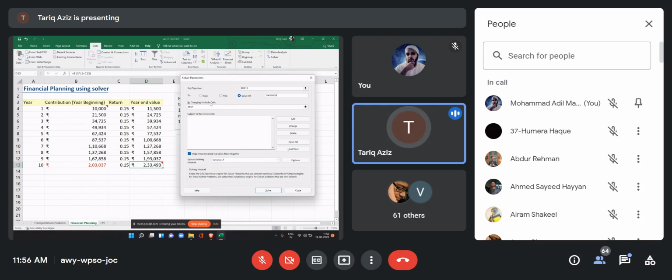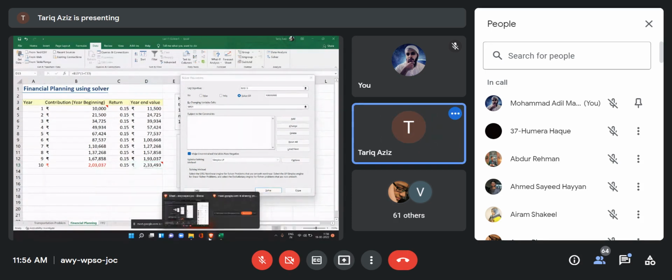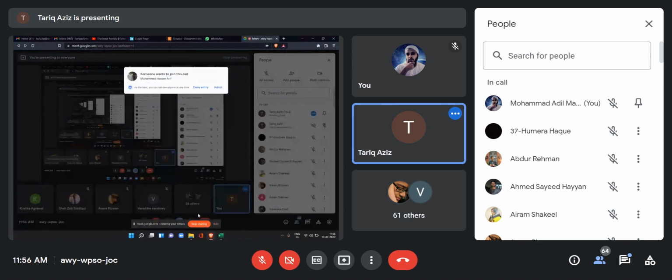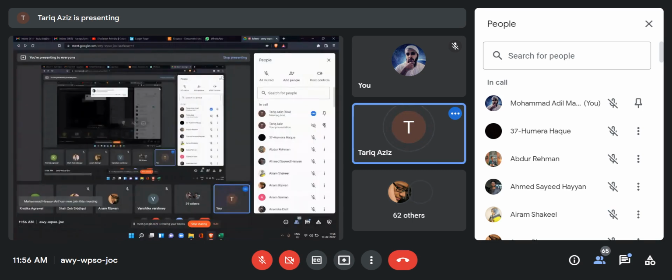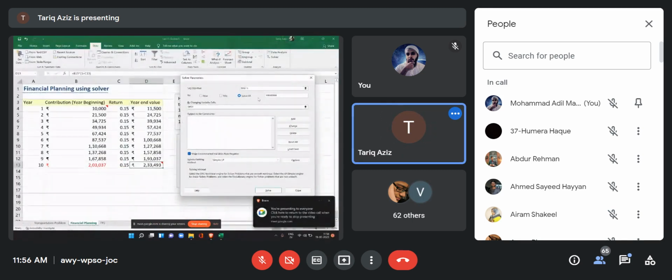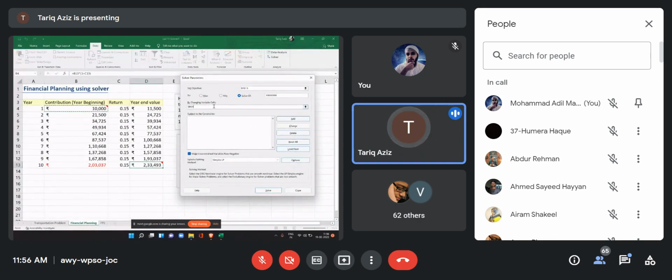Then it is asking which variable should change. Which variable should change? The amount of money that is invested every year. That amount is contained in the cell B4. So this is the B4 cell. If it is not here, then we can select this B4.